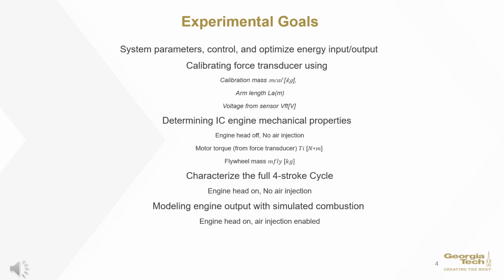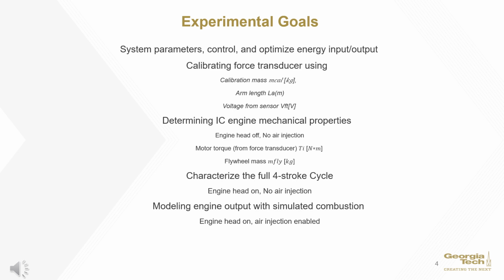The goals of this experiment are to identify the system parameters, control, as well as optimize the energy output. This was done by calibrating the force transducer first with known weights, measuring the arm length as well as the voltage from the sensor. The second step was to determine the internal combustion engine mechanical properties, which are the frictional torque and the flywheel inertia. This was done with the engine head off and no air injection was used.